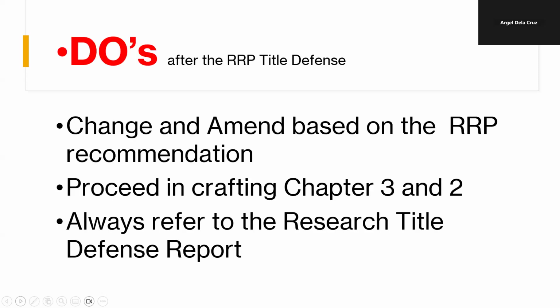Okay, so let's proceed. For the do's after the RRP title defense, you have to change or amend based on the RRP recommendation. If the recommendation is to proceed, you may do so, but you have to make the amendments as per the RRP recommendation. Now you are here to proceed in crafting your Chapter 3 and Chapter 2. And always refer to the research title defense report for clarifications, or the weaknesses and strengths of your paper. If you are not asked to modify or change, you don't have to do so.